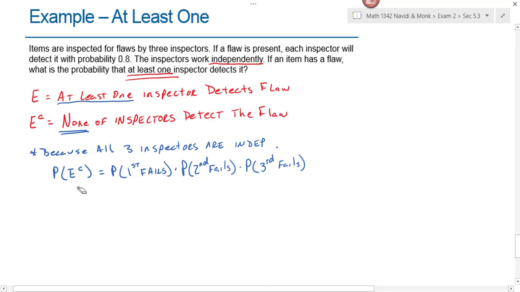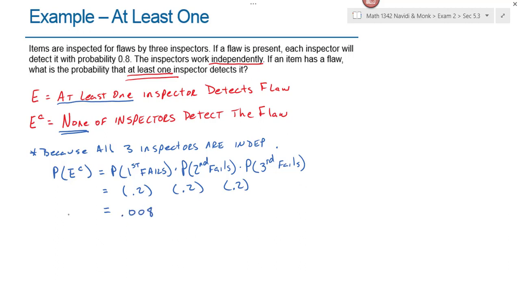The complement means that they failed to detect the flaw. None of the inspectors detect the flaw. What's the probability that the first one failed to detect the flaw? The probability that they detected is 0.8. What's the probability that they failed to detect it? 0.2. And the second one? 0.2. And the third one? 0.2. And we multiply those numbers together and we get 0.008. So this is the probability that they failed to detect.